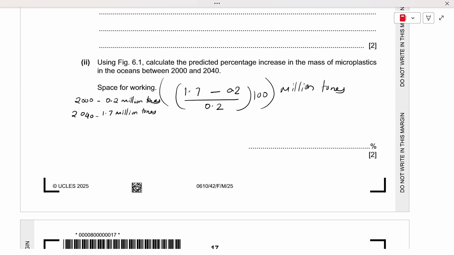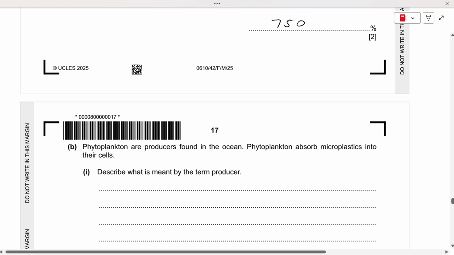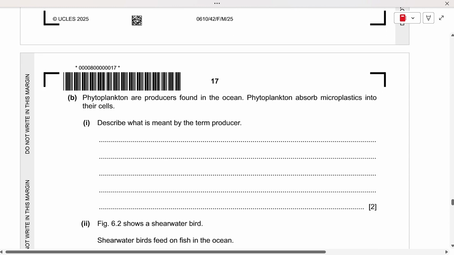So 1.7 minus 0.2 is 1.5. 1.5 divided by 0.2 times 100, we get approximately 750%. So the percentage here is going to be 750%.